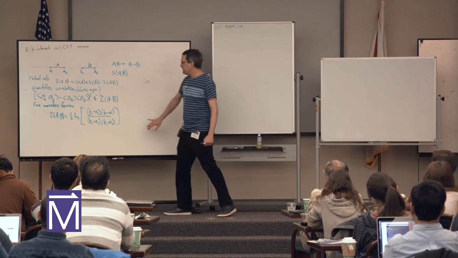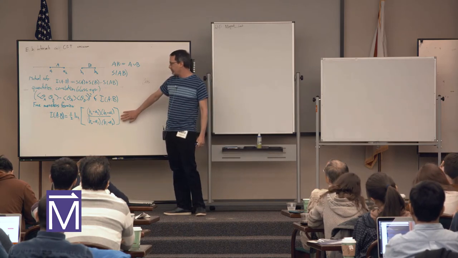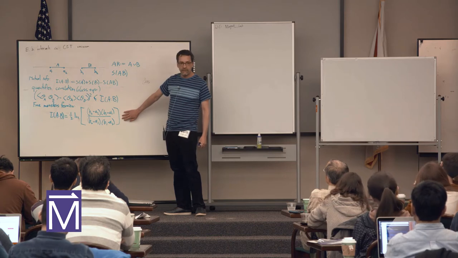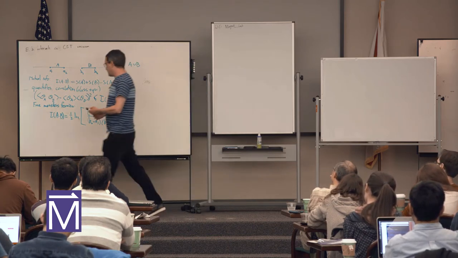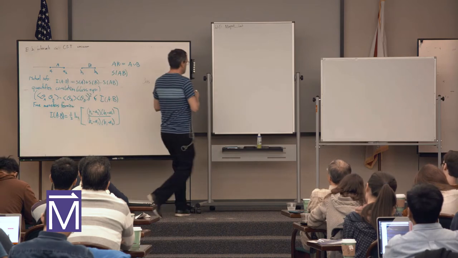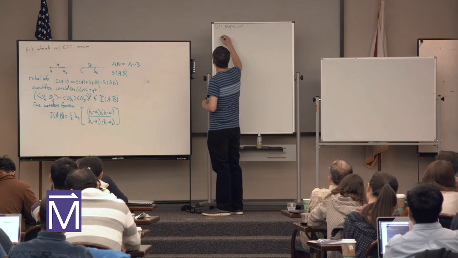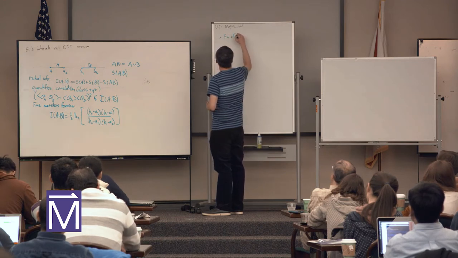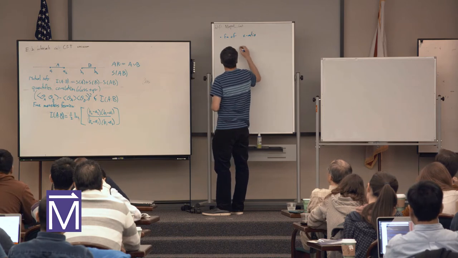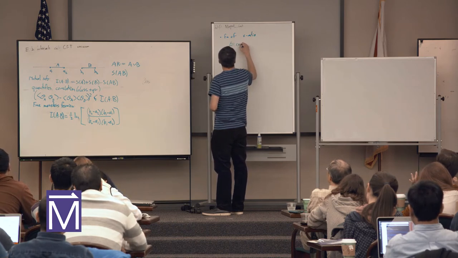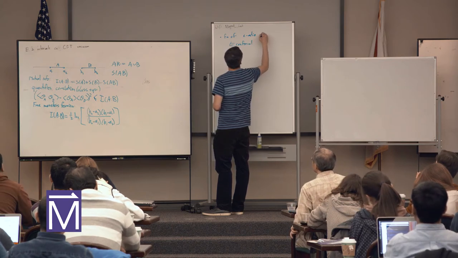As I was saying, this answer, nonetheless, has many qualitative features that are shared by any CFT. So the first is that it's only a function of the cross ratio, and this follows from conformal invariance. So cross ratio of the endpoints.